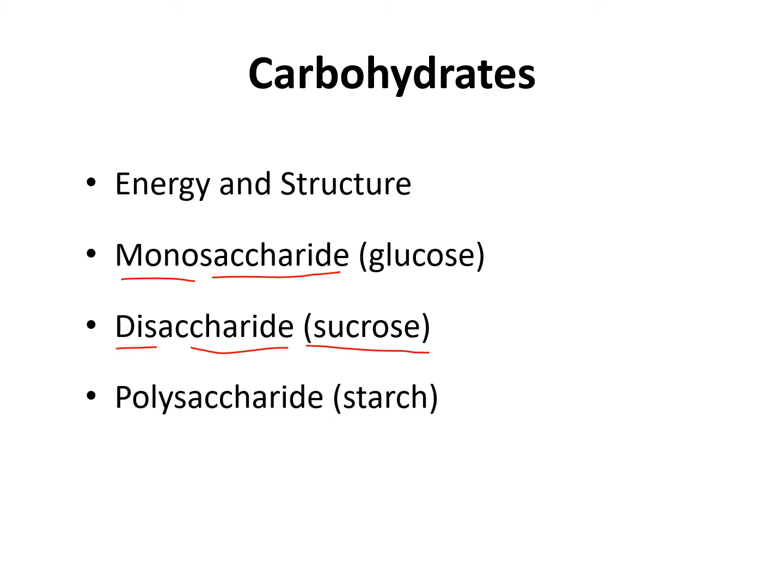Last type of carbohydrate are the polysaccharides. Poly means many, saccharide means sugar, and these are long chains of glucose molecules bound together. And a common example is starch, and you find this in a lot of carbohydrates, potatoes, pasta. They're very starchy foods because they contain the polysaccharide starch.